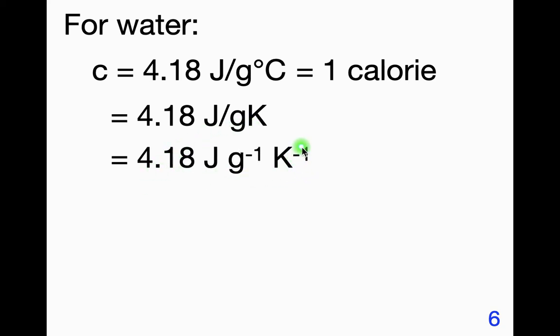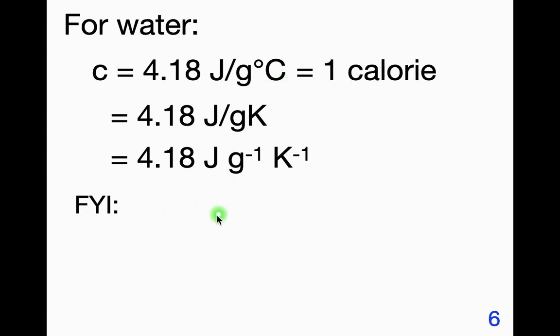Now, you're going to see in your IB textbook, not written like this, but written like this, where we use a -1 for any unit that's in the denominator. So it means exactly the same thing. So I don't want you to freak out if you should see that. That's the way we do it in the IB world. But we'll be using this, joules per gram degrees Celsius.